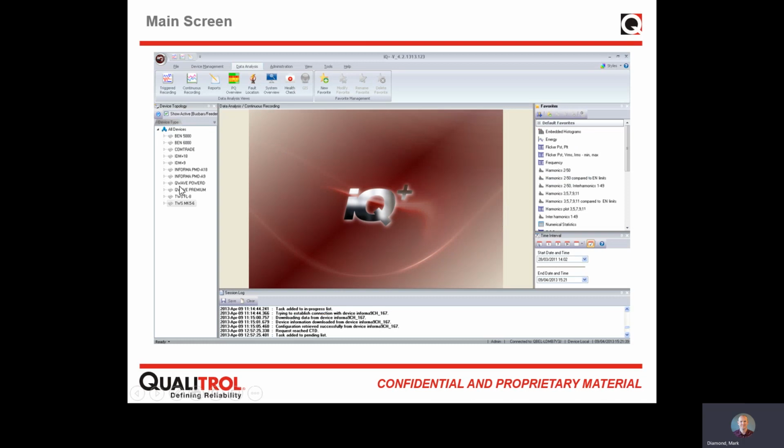On the left-hand side, we've got our devices. In the middle is where it shows the data. On this occasion, there's nothing showing at the moment. On the right-hand side are a number of these favorites. Along the top, we've got our ribbon tab, very similar to most Windows applications. So we can click on triggered recording, continuous recording, or the overview. And then down at the bottom is where we've got the communication back and forth to the device so that we can see what's going on with the software.